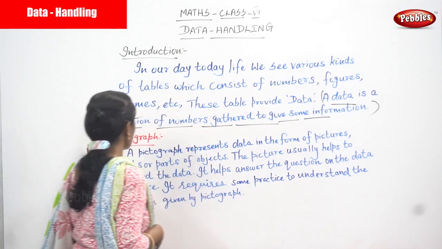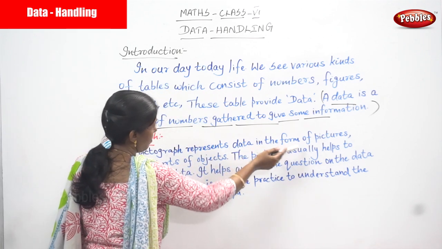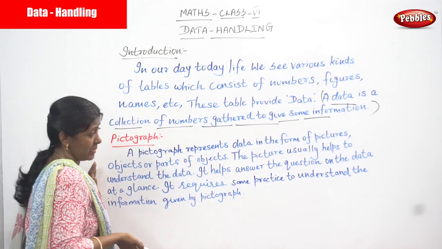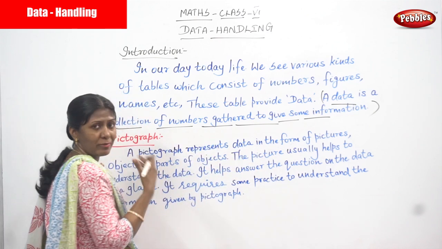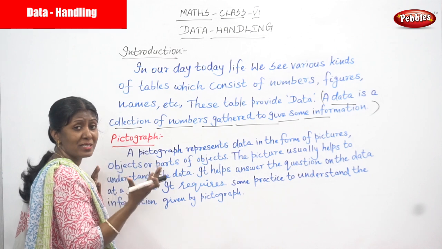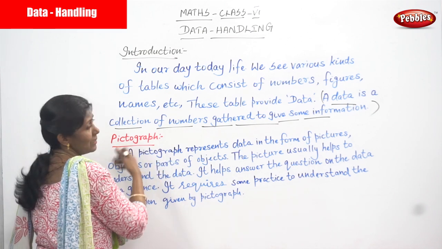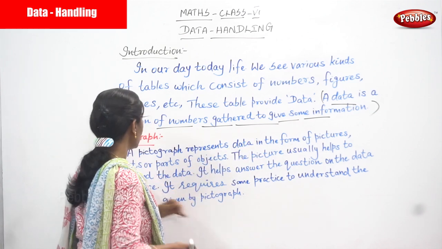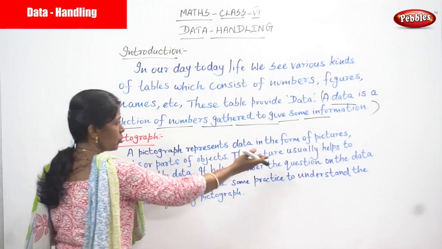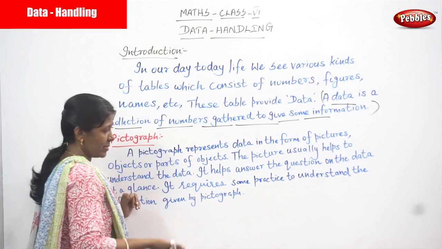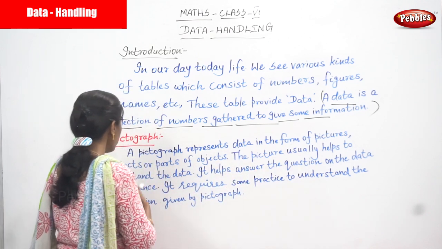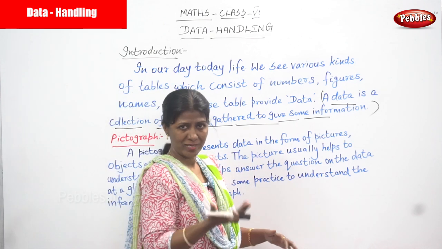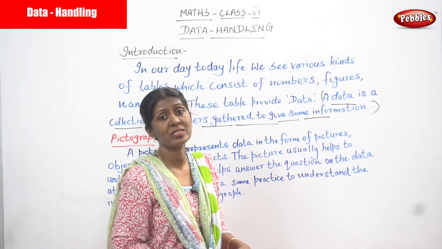Now, first we are going to see the pictograph. A pictograph represents data in the form of pictures, objects or parts of objects. Information is nothing but numbers gathered. A data is a collection of numbers gathered to give some information. The picture usually helps to understand the data. It helps answer questions on the data at a glance. So this picture is helpful to understand the question and also to answer the questions very easily.